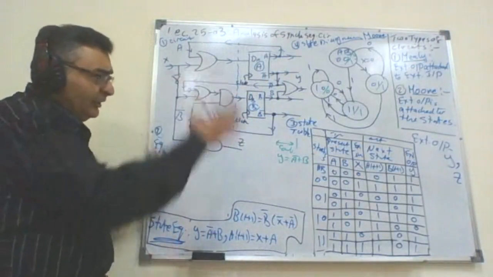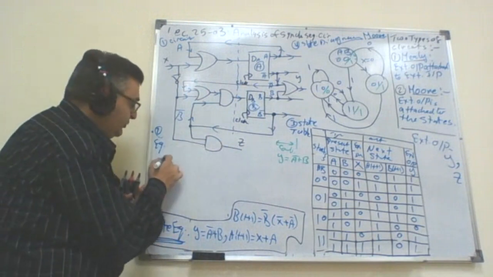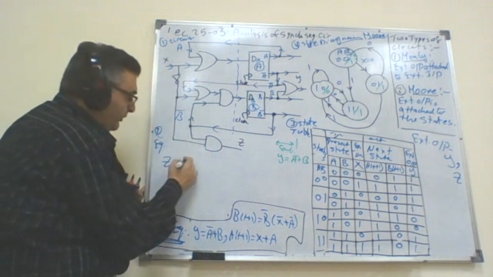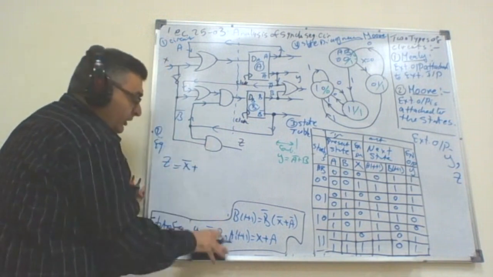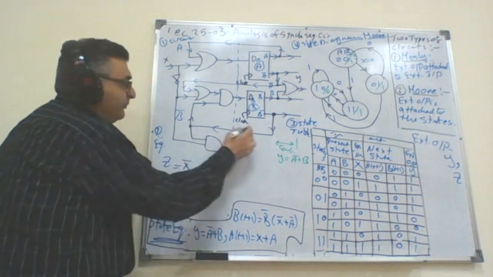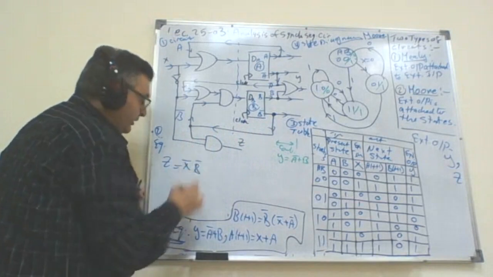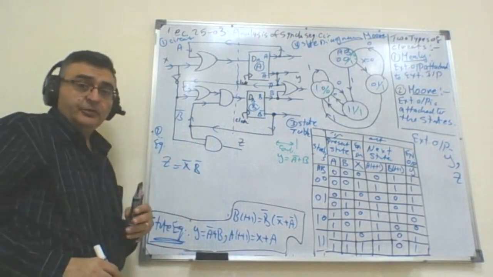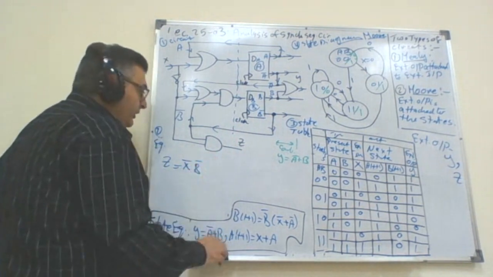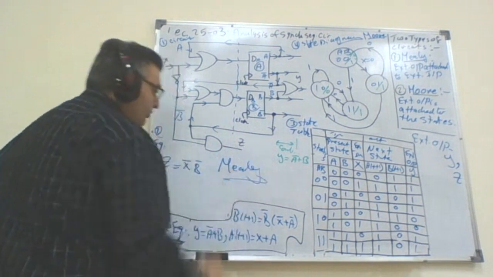Can I add Z to all of my analysis? The answer is yes. Z is simply an AND between this branch, which is coming from X bar, and this branch, which is coming from B bar. This is Z. Now, is the circuit Mealy or Moore? The circuit is Mealy, not Moore.